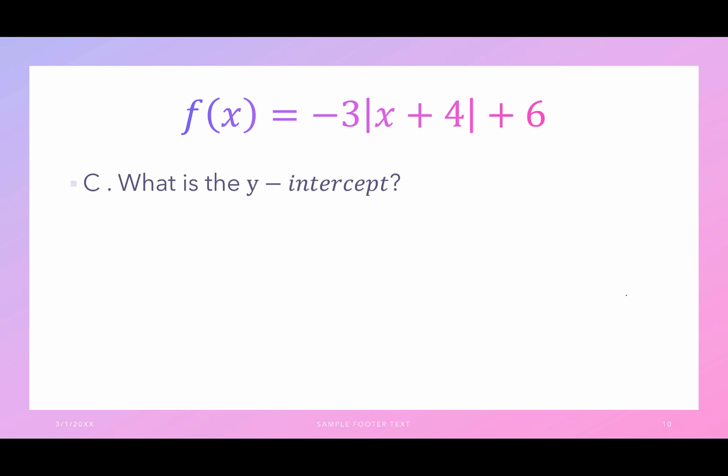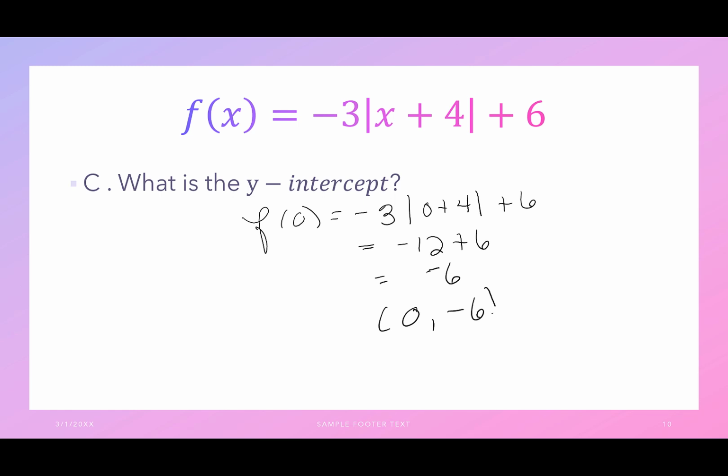C says, what's the y-intercept? To get the y-intercept, I plug in 0. I have negative 3, absolute value of 0 plus 4, plus 6. This is negative 3 times 4, which is negative 12, plus 6 gives me negative 6. It's important we write this as a point, 0, negative 6.